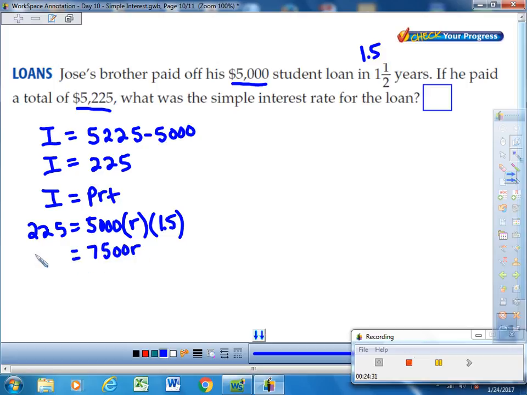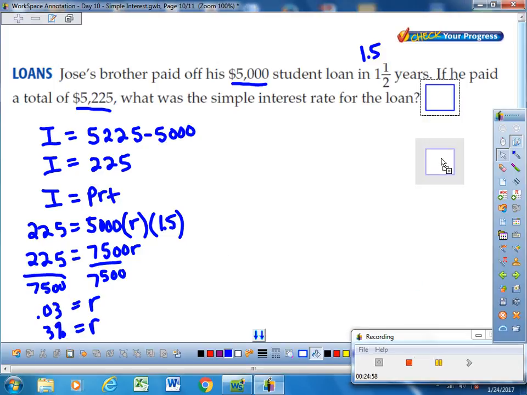is 7,500 R, and then divide by 7,500. R equals 0.03, so R equals 3%. So if I look at my answer, 3%.